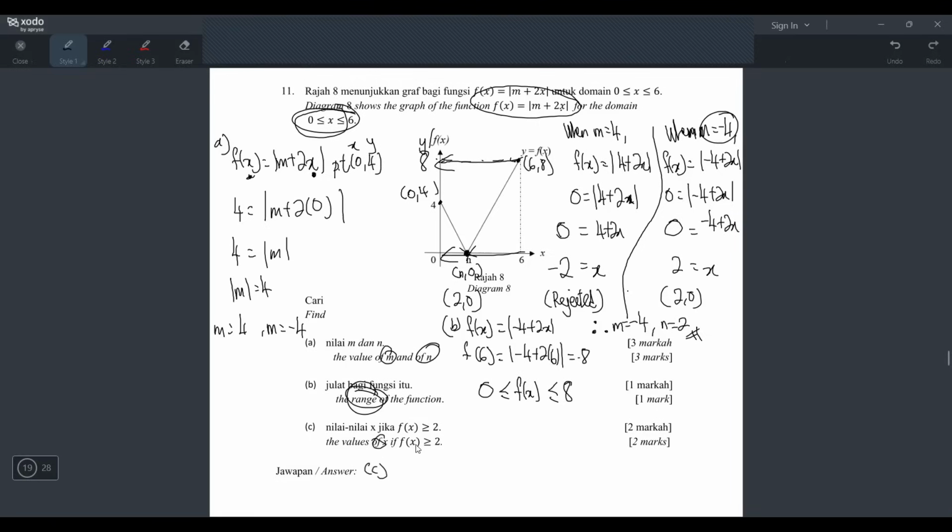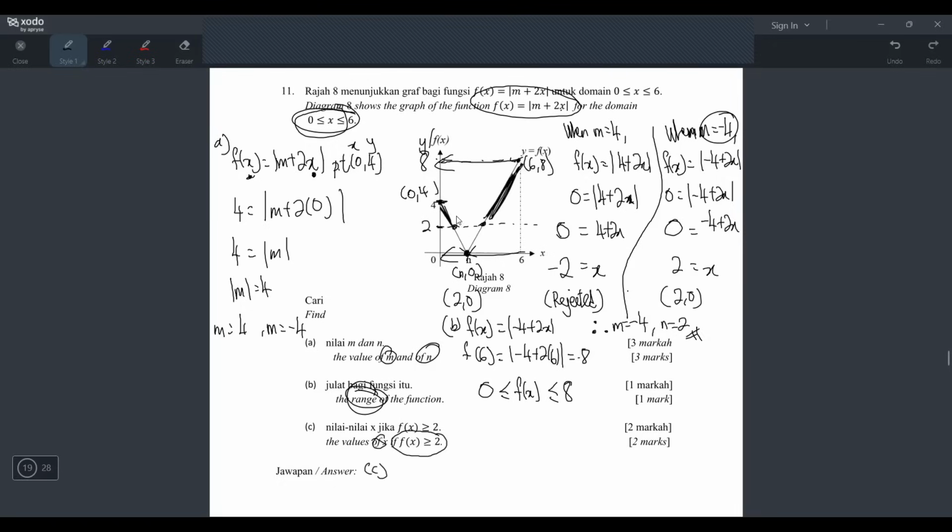Find the values of x if f(x) is bigger than or equal to 2. Okay, if you look at the y-axis, f(x) bigger than or equal to 2 means what? This is 4, right? So where do you think is 2? Somewhere here, right? If I draw a dotted line like this, you will see that this dotted line touches the graph at 2 points. And since they say bigger, the answer will be here and here, right?